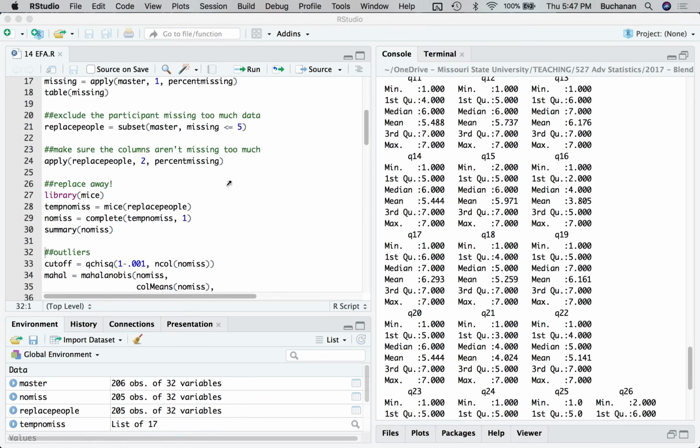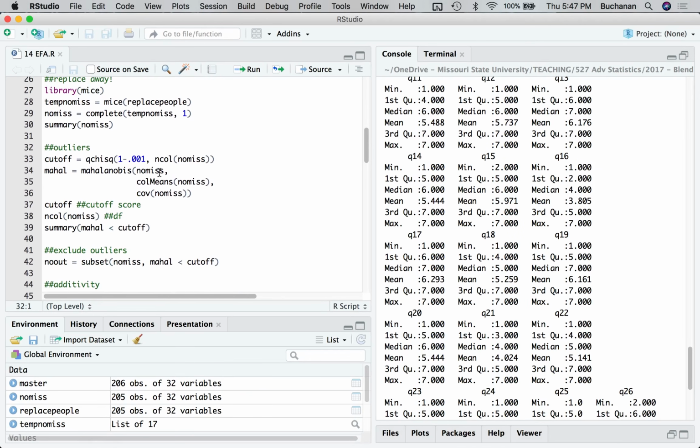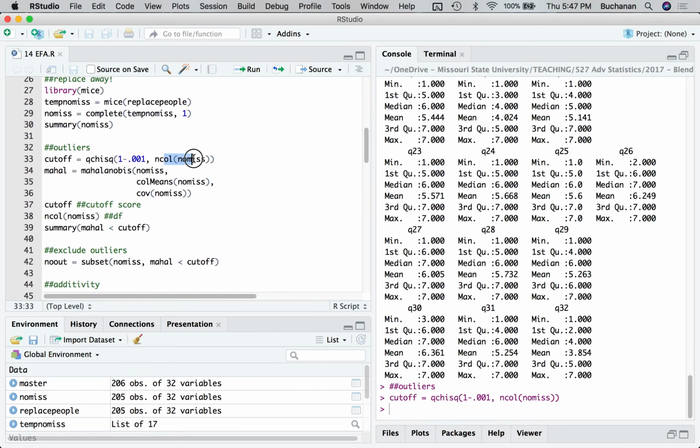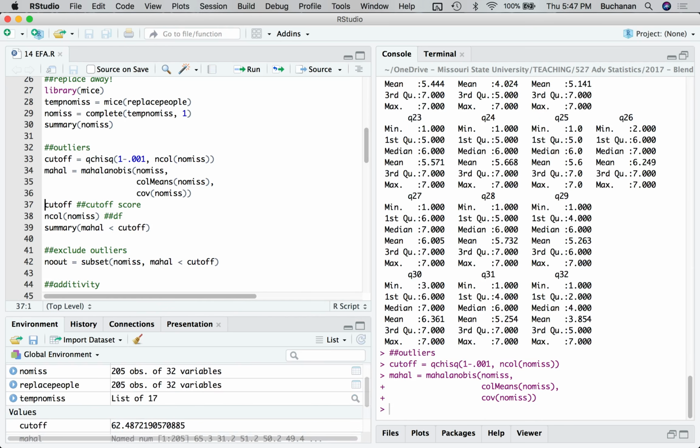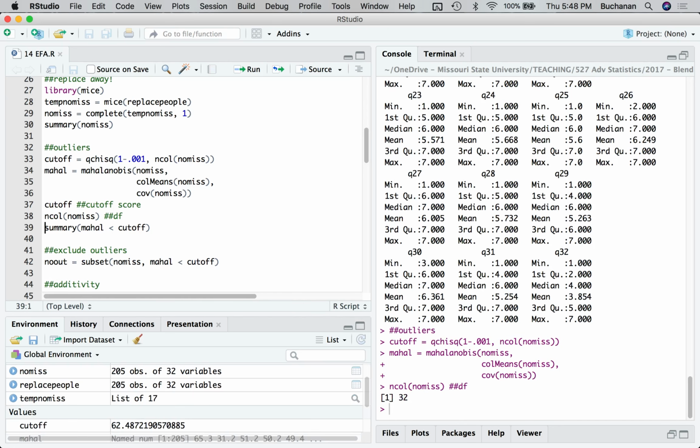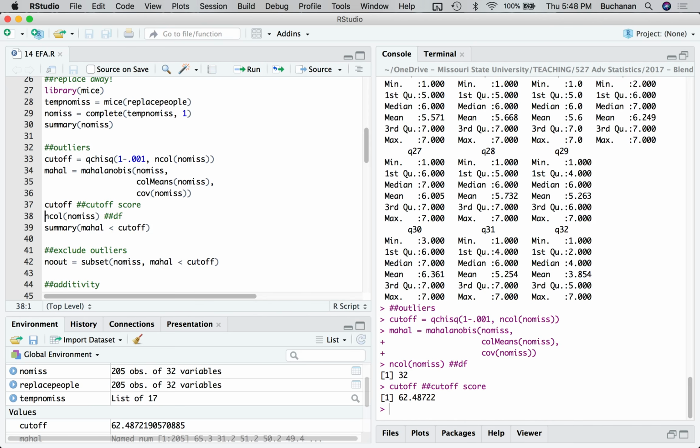Right, so let's go back. So our cutoff score, 1 minus the big important rule, based on degrees of freedom of the number of columns in our data set. We're going to calculate Mahalanobis. And I dropped the missing functions because I knew I didn't have any missing data. Our degrees of freedom are 32, which is what I was just talking about. That makes our cutoff score 62.49.